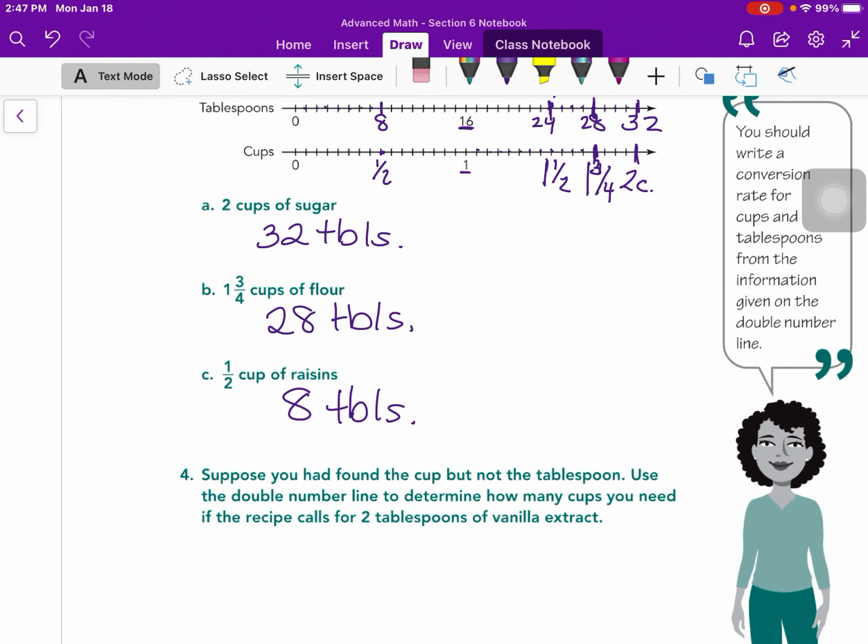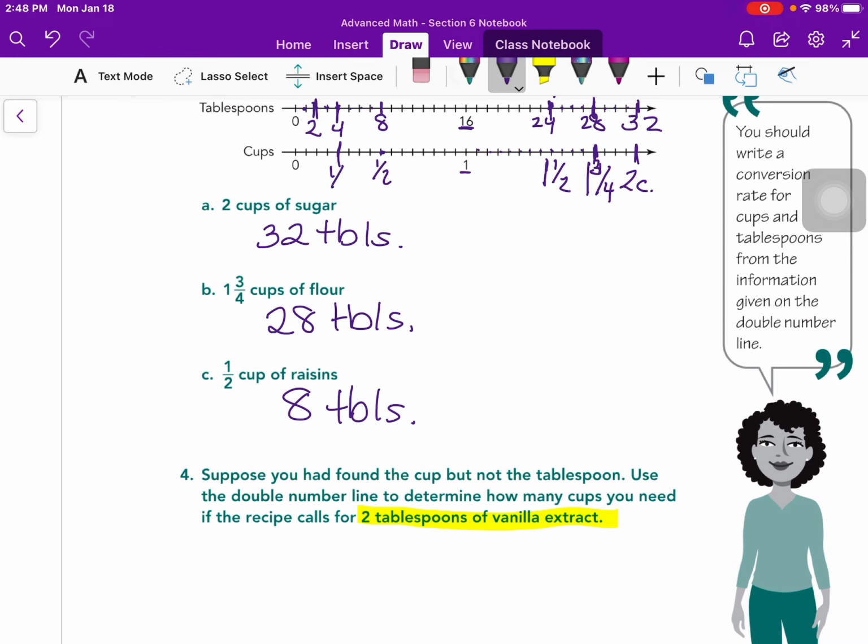Good. It says, suppose you had found the cup, but not the tablespoon. Use the double number line to determine how many cups you'd need if the recipe called for 2 tablespoons of vanilla. Well, let's fill this in up here. 2 tablespoons. 3, 4. There's 4 tablespoons. 1, 2, 3, 4.